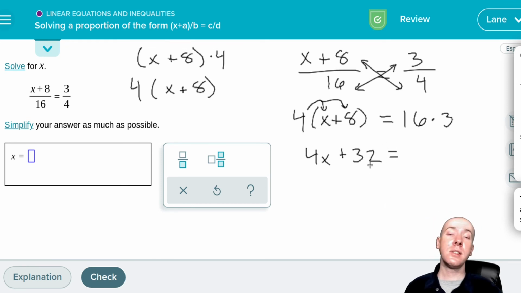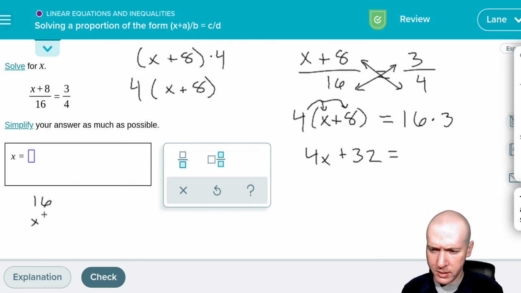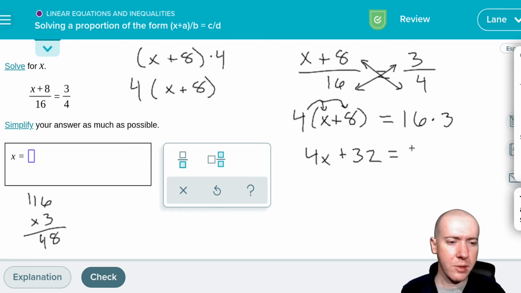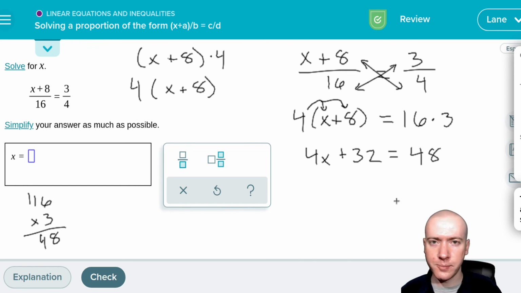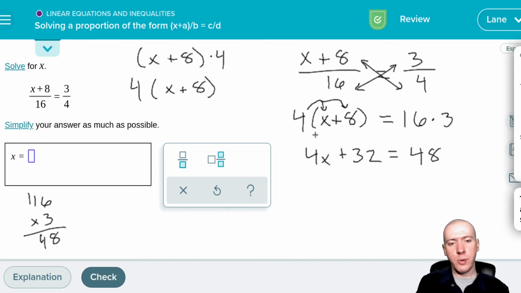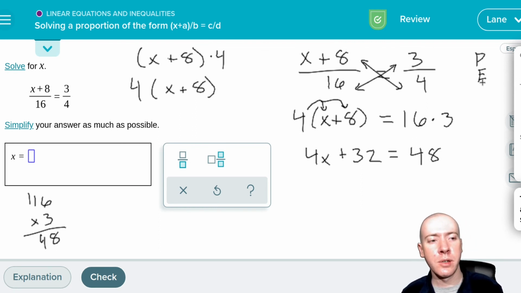And now what is 16 times 3? Let's work that out over here. 16 times 3. See, that's 18, 48, right? So on the right-hand side, we have 48. All right, now we've done this distributing. We've done the multiplication on the other side. Now we need to solve the equation by applying PEMDAS in reverse, okay?